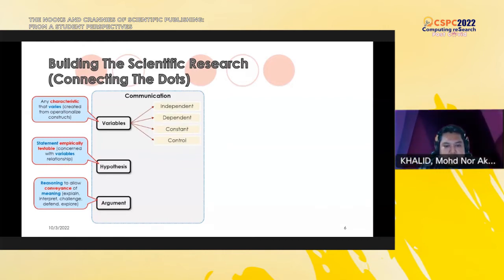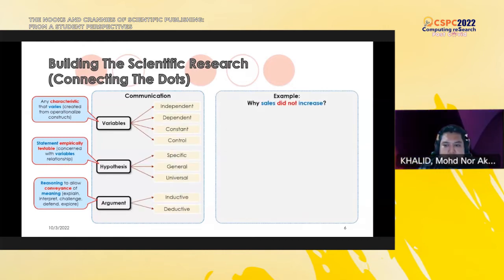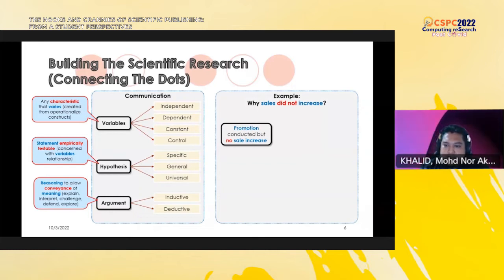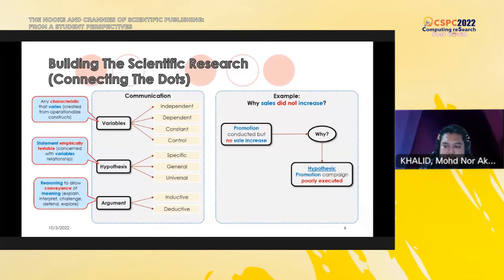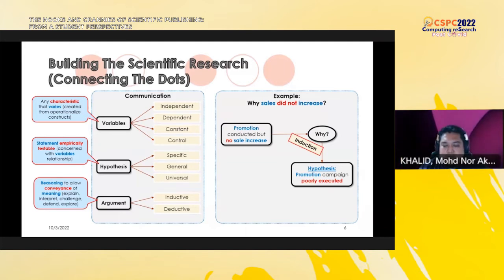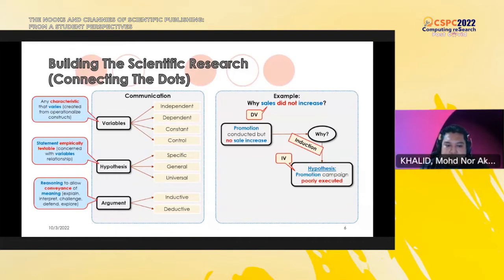And variables can be multiple things, right? Let's take an example to convey this. For example, let's say the problem is why sales did not increase. Maybe a promotion is conducted, but there is no sales increase. So what we want is reasoning, that maybe the hypothesis comes from a promotional campaign poorly executed. From here we can induce certain things, and from there we can define what the variables and the hypotheses are.